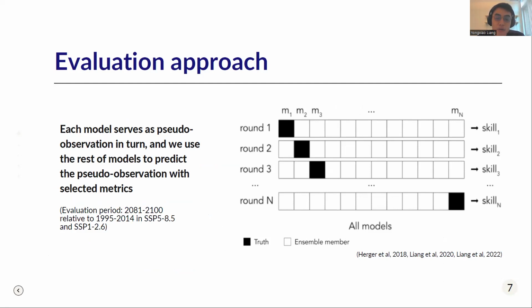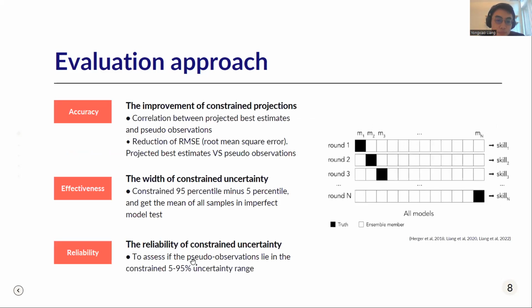We can use the models to serve as pseudo-observations, saying each model serves as the pseudo-observations in turn, and use the rest of the models to predict the pseudo-observations. When predicting the pseudo-observations, you can apply the different choices of metric and compare the constraint predictions using those metrics with the pseudo-observations to see which choice is the best.